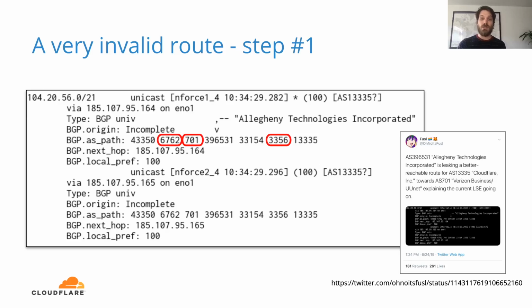Allegheny Technologies is an iron smelter in Pittsburgh. While they're traded on the New York Stock Exchange, I think we can all agree they're not a tier 1 ISP. And then you have DQE, which is the ISP that we called to eventually resolve this issue. And then you have Cloudflare. This by itself, I think we can all agree, is already very broken.